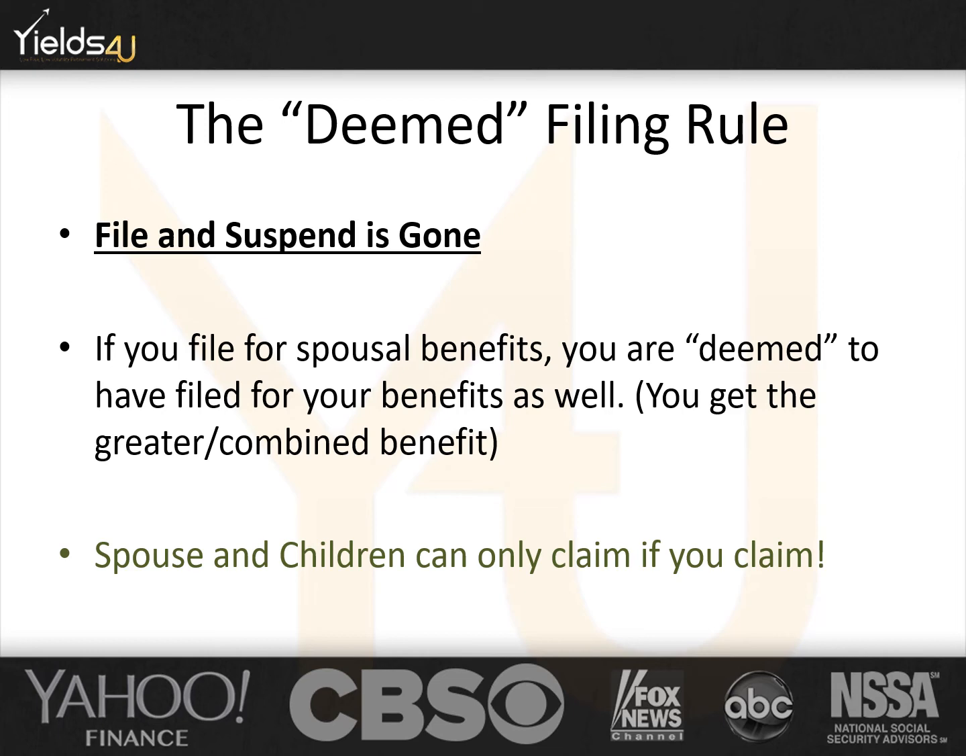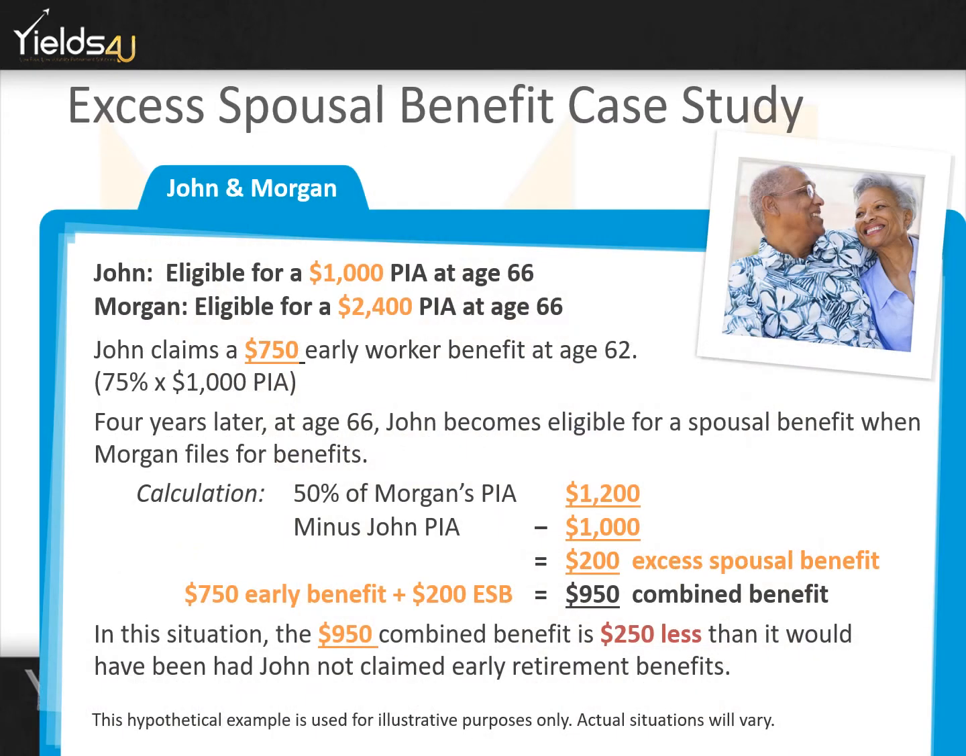In addition to the deemed filing rule, they also said that instead of being entitled to 100% of your spousal benefit, you will now only be entitled to the difference between your full retirement age benefit and your spousal benefit. What this means is that if you file for early retirement, when your spouse does eventually file for benefits, you will be entitled to a smaller increase in benefits than if you had waited until full retirement age.